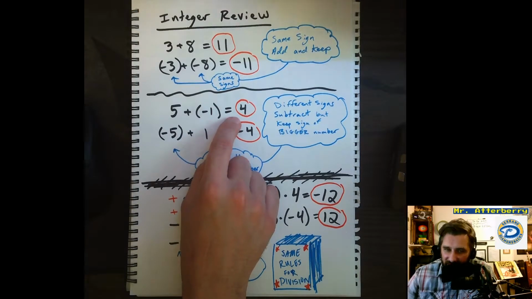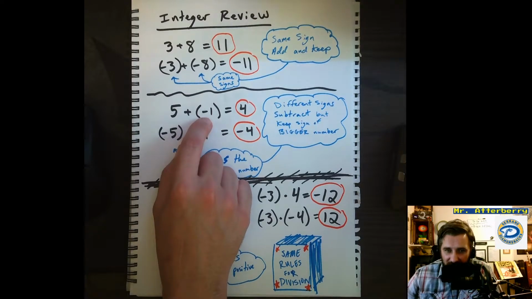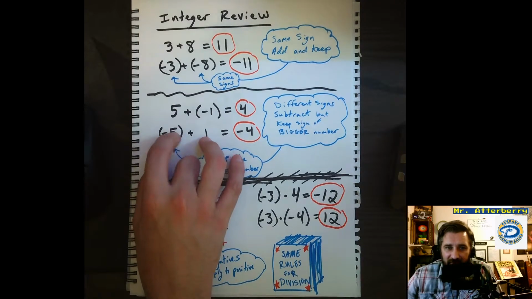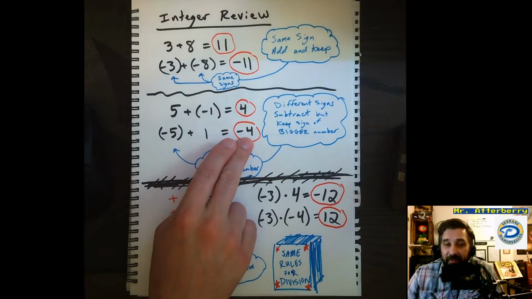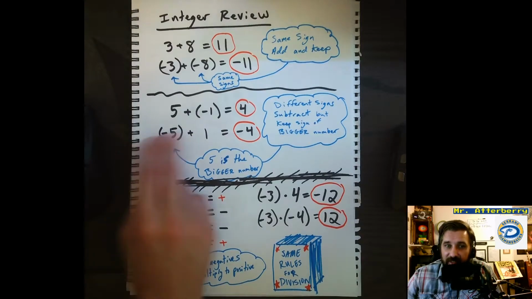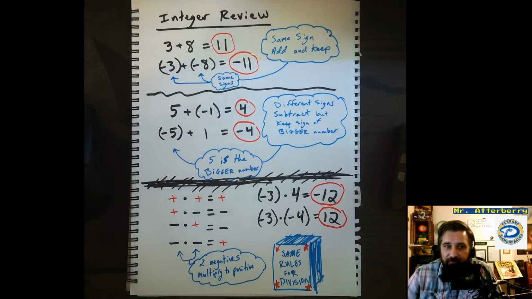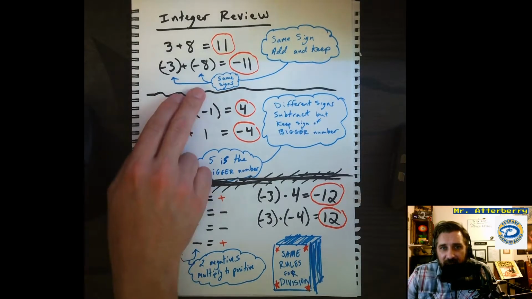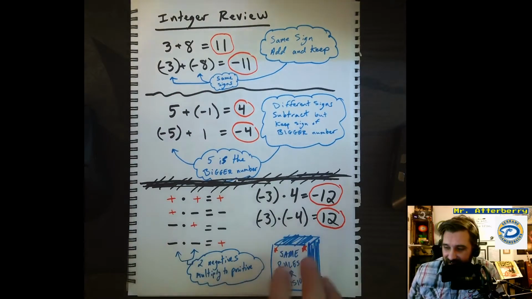Now that might be kind of easy for you, and that's great, but let's take a look at what happens when the 5 is actually the negative instead of the 1. The same rules apply. We have a negative 5 plus a positive 1, so we have different signs. We're going to subtract them: 5 minus 1 equals 4. But the bigger number, 5, was the negative, so it's a negative 4. Okay? 5 is the bigger number. All right. Same sign, add and keep. Different sign, subtract. Keep the sign of the bigger number, then you'll be exact.